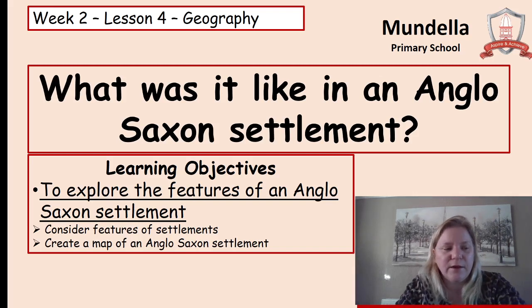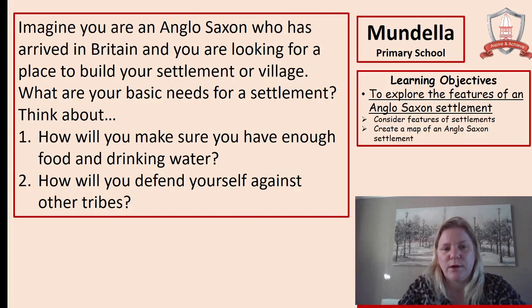Today we're going to be looking at different features of settlements. So that just means a settlement is like a village or a small town or a place where there's a group of houses and a group of people living together. It's where they settle. And we're going to be creating a map of an Anglo-Saxon settlement as well.